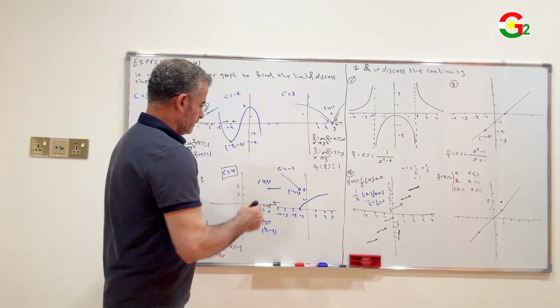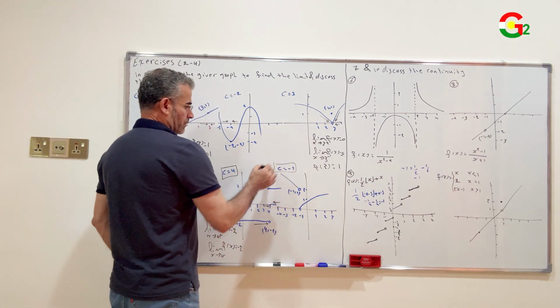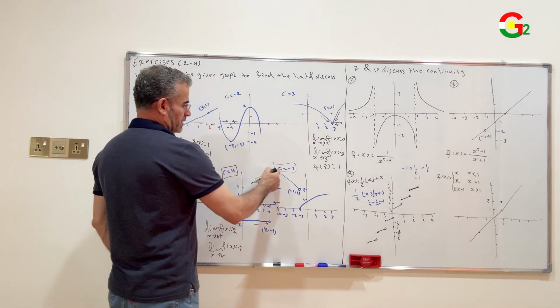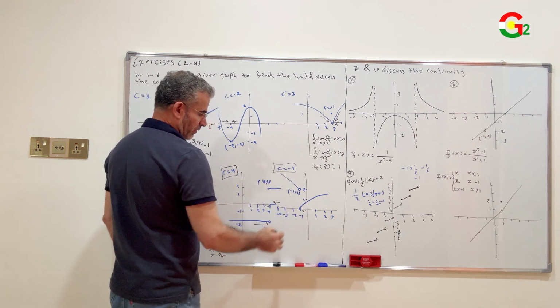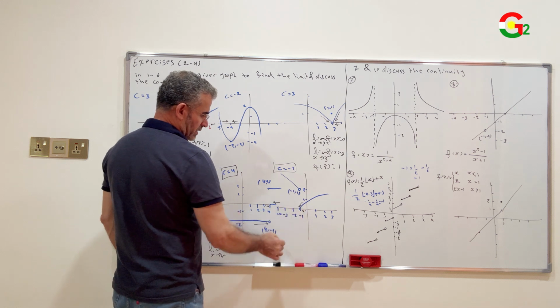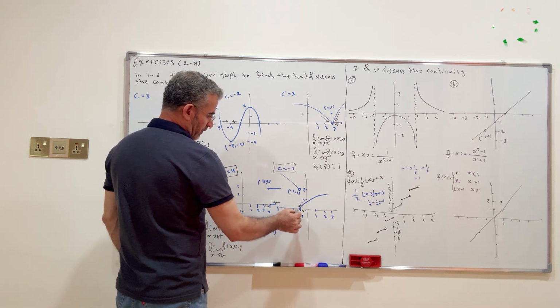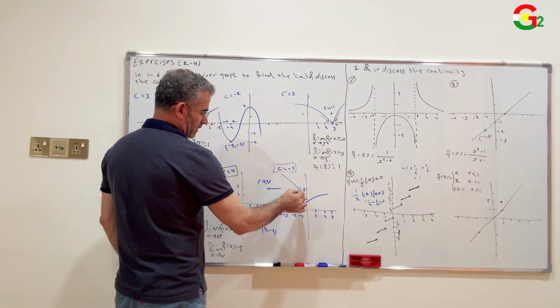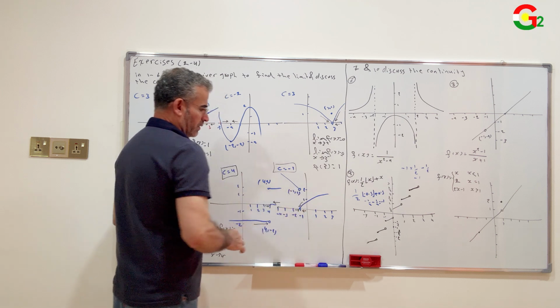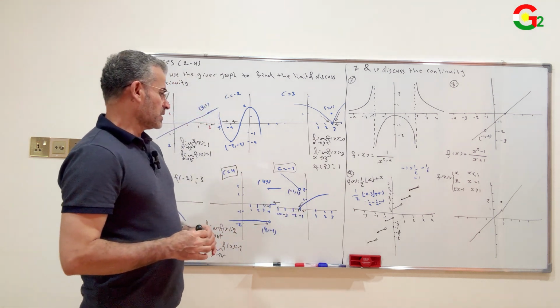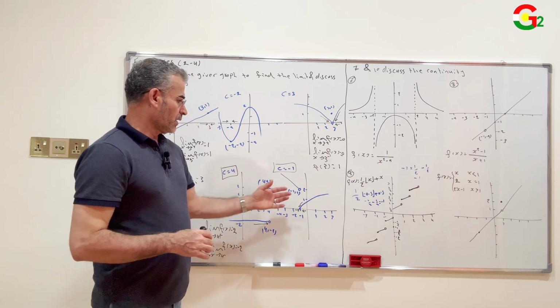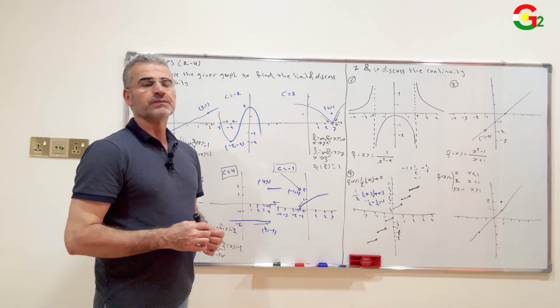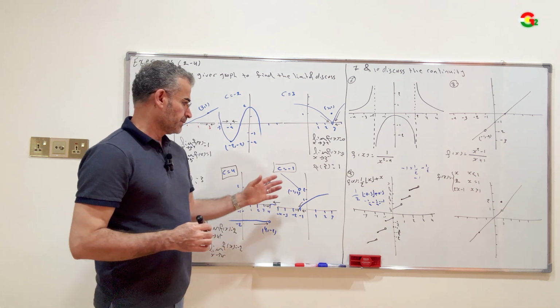Number 6, discuss the continuity when c equals -1. When x approaches -1 from right, the function is 0. From left, the function is 2. This function has no limit when x approaches -1. Therefore, this function is not continuous.